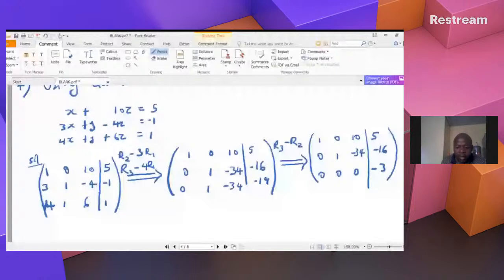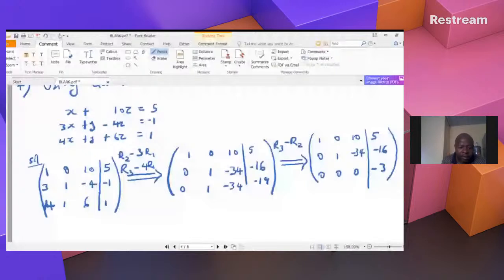This system has no solution. When I look at the last row of the echelon matrix, it tells me that the system has no solution, because I cannot have 0x plus 0y plus 0z giving me a non-zero value. You cannot have 0 plus 0 plus 0 giving you a non-zero value. It's supposed to be 0. So when it gives me a non-zero value, it tells me that the system has no solution.